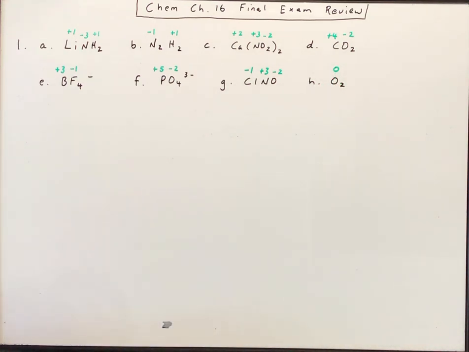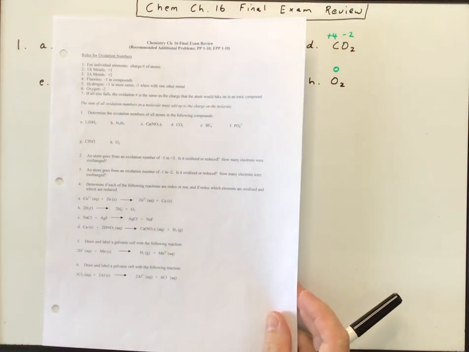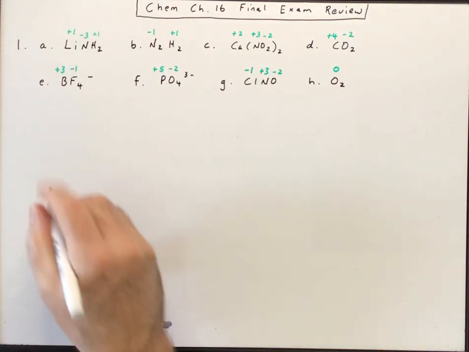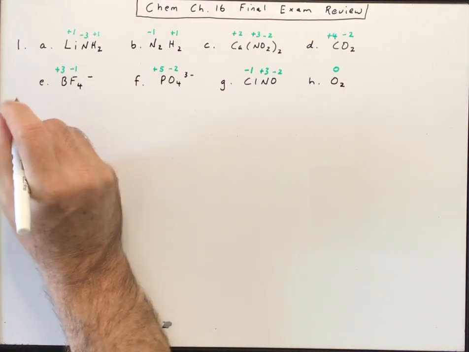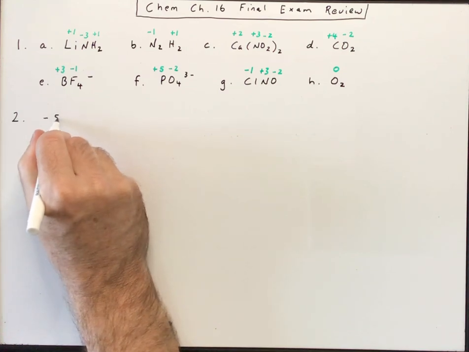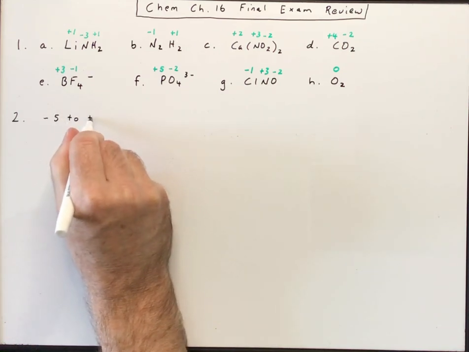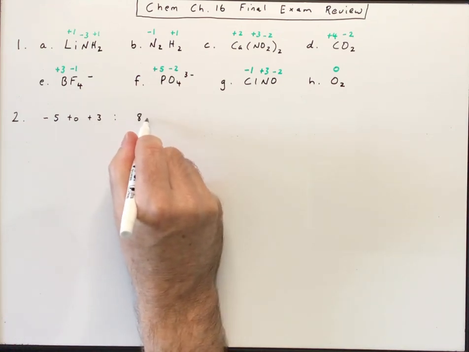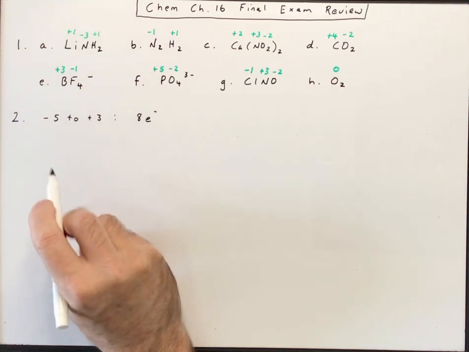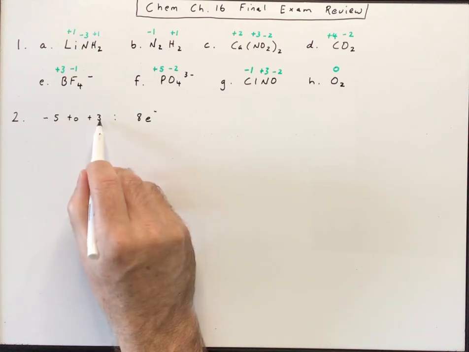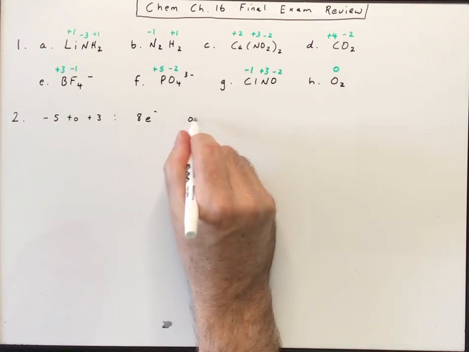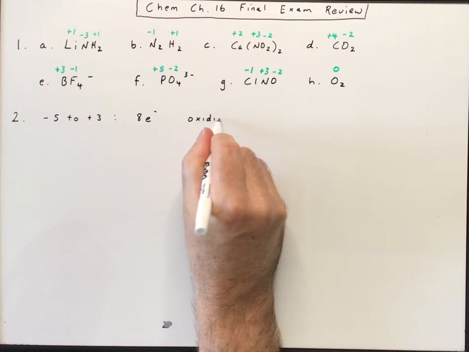All right. So number 2 says an atom goes from -5 to +3. Is it oxidized or reduced? And how many electrons are a part of that? So -5 to +3, that's going to be 8 electrons. The oxidation number is getting bigger. It's not reducing, it's getting bigger, so that means it is oxidized.